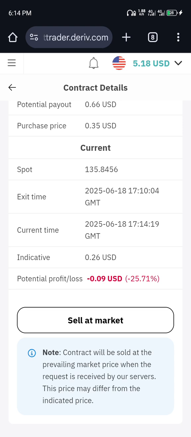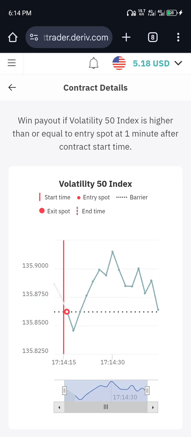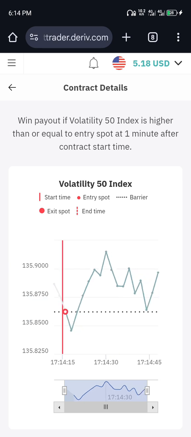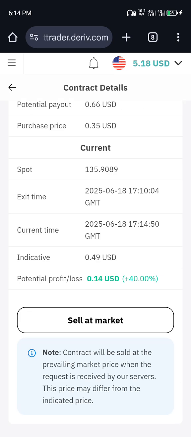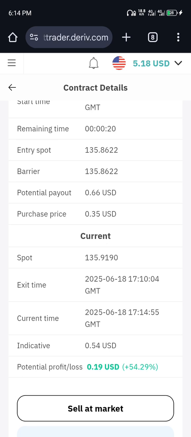I come down here to check and sell at market. If it gets to my take profit, I close the market in my favor. If it gets to my stop loss, I cut my loss short and close the market too. I'm waiting for it. I'm being patient on the market. You want to see how it's moving here. This is the trading going on. I still come down here to check. See the time, the countdown is also running.